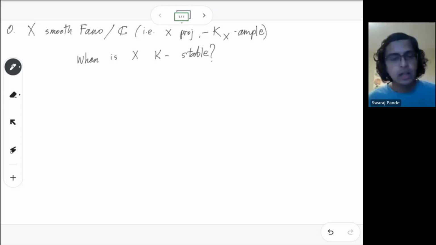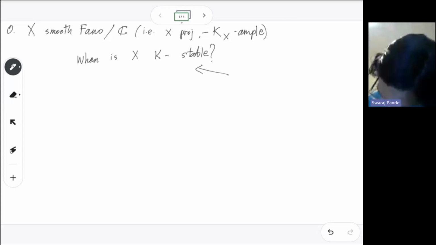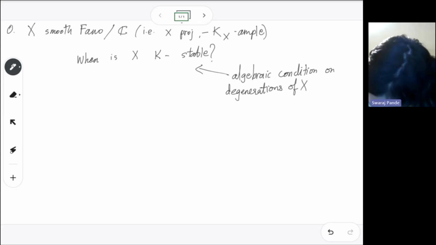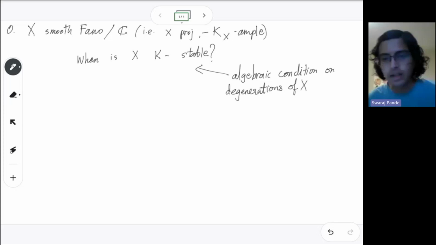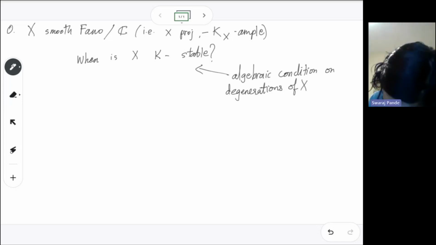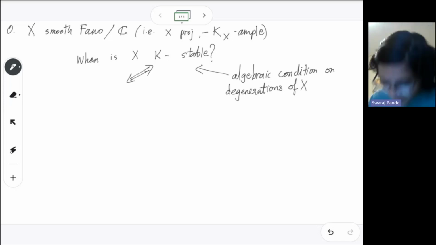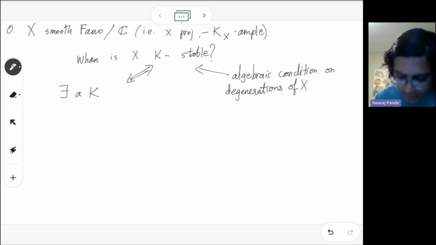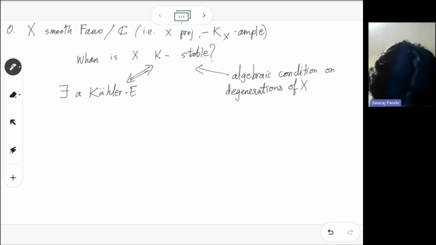I won't say what the definition of K stable is, except to say that it's an algebraic condition on the kind of degenerations X can have. So it's some numerical condition on the degenerations of X. And it turns out that this algebraic condition is actually equivalent to an analytic condition: that there exists a Kähler-Einstein metric on X.